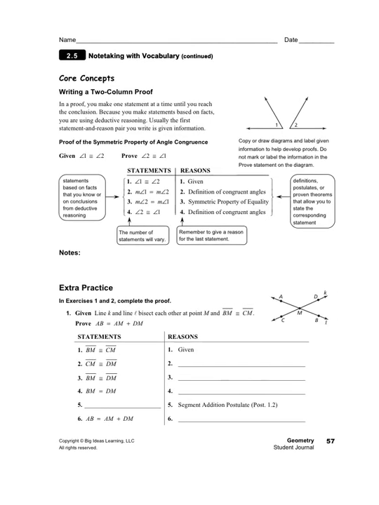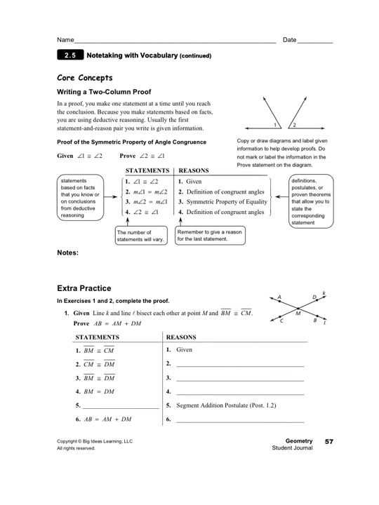We are going to continue reviewing how to write a two-column proof. In a proof, you're making one statement at a time until you reach a conclusion. Because you make statements based on facts, you are using deductive reasoning. We've already talked about the difference between inductive and deductive reasoning. Proofs are deductive because you're starting with something that is given, something that is known, a fact, and then you're basing your conclusion off of that fact.